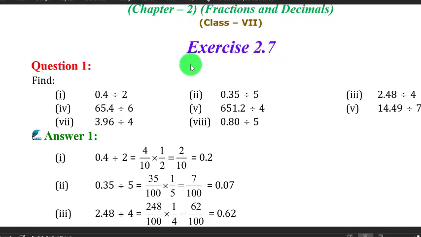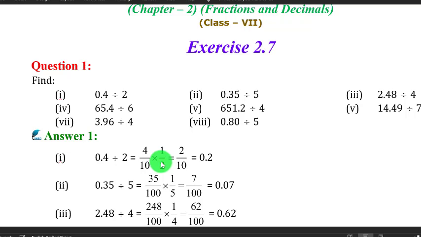Exercise 2.7. First question, 0.4 divided by 2. So 0.4 means nothing but 4 by 10. Inverse of division is multiplication. So instead of division you have to write the multiplication symbol. So the reciprocal of 2 will be 1 by 2, because when you're taking the inverse of division as multiplication, then you should take the divisor's reciprocal. So we will write in the next step 4 by 10 into 1 by 2.